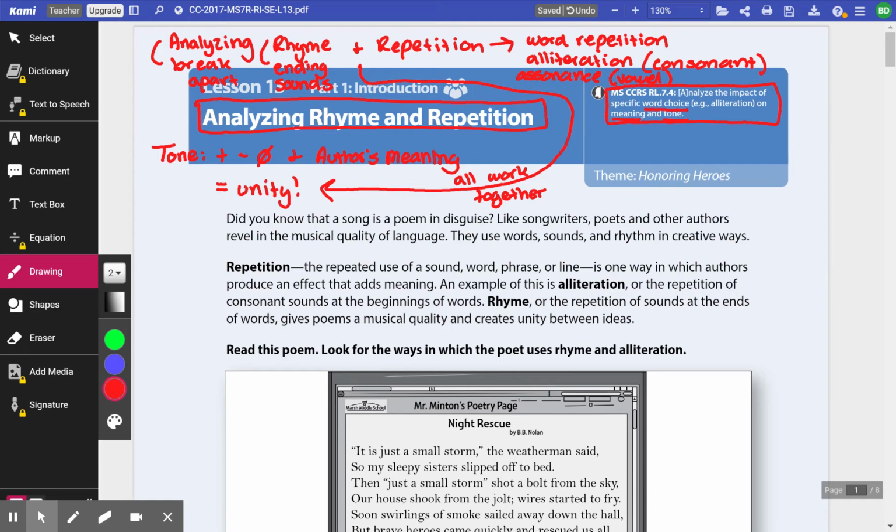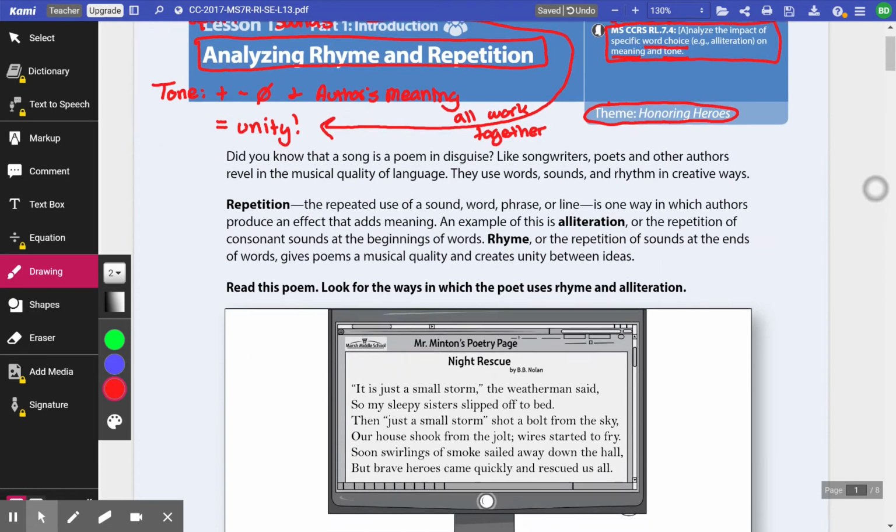All right, so the theme of lesson 13 is honoring heroes. So every text we're going to look at, several types of texts, they're all going to have something to do with honoring heroes. All right, so we're going to keep that in mind, and we're going to keep what we know about sound devices, repetition and rhyme, in mind, and let's go ahead and start looking at our intro.